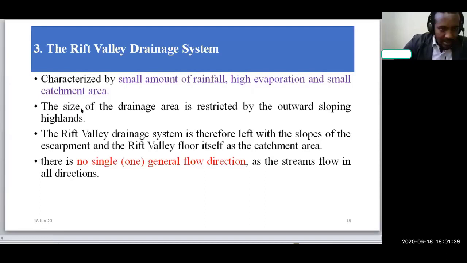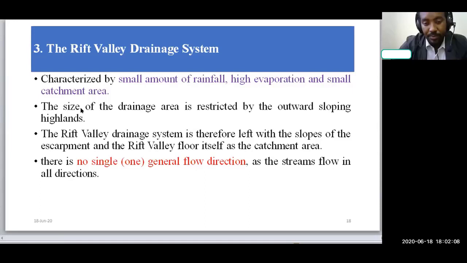The size of the system in general, the drainage area, is smaller than the eastern drain system and the western drain system. This is mainly because of the nature of that Rift Valley physiographic region, which is limited by nature. Even though rain is insignificant in that region, it's impossible to say that the region has no water.